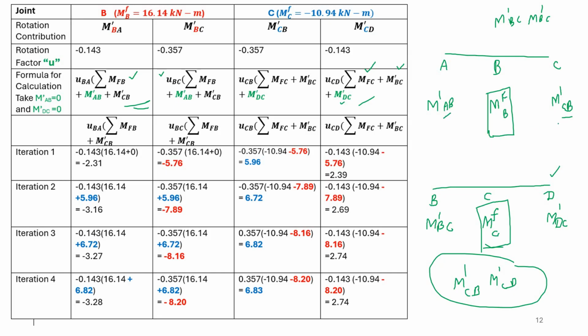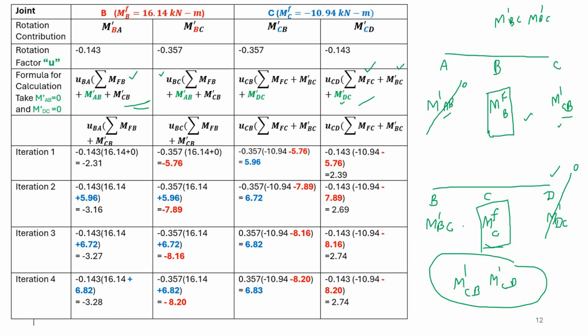So you have m dash AB and you have m dash CB. Once you understand this formula, the next step is you can substitute here m dash AB as 0 and you can substitute m dash DC as 0. Then you are going to add only these two terms that are written here, m dash FB plus m dash CB, and here also you have m dash FC plus m dash BC.